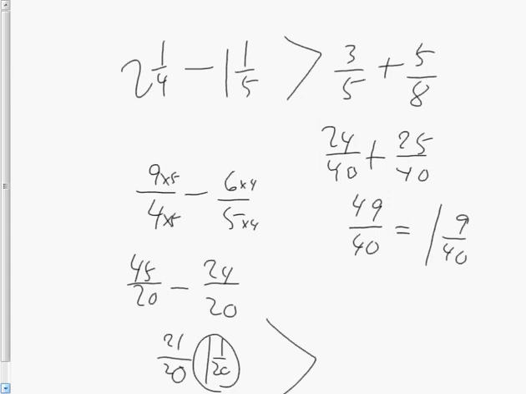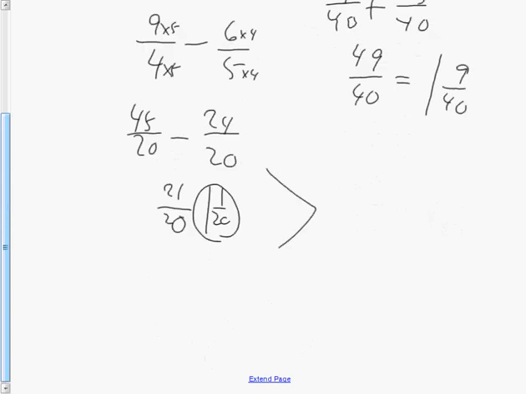So is 1 and 1/20 greater than 1 and 9/40? Well, I can't compare them yet because they're not in the same size pieces. So I'm going to put 1 and 9/40 here. Is that true? I have to convert this to a common denominator, which will be 40. 1 and 1/20 is the same thing as 1 and 2/40. And is 1 and 2/40 greater than 1 and 9/40? No. So therefore, question 4 is false.